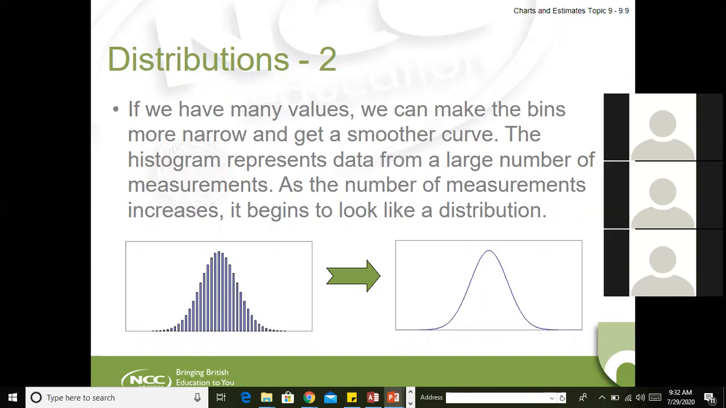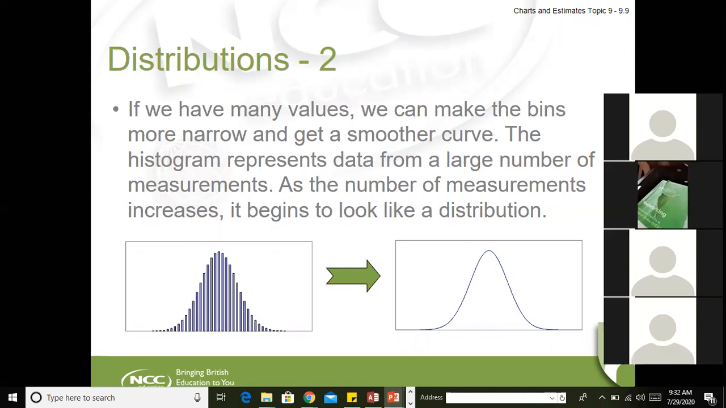If we have many values, we can make the bins narrower and get a smoother curve. The histogram represents data from a large number of measurements. As the number of measurements increases, it begins to look like a distribution.